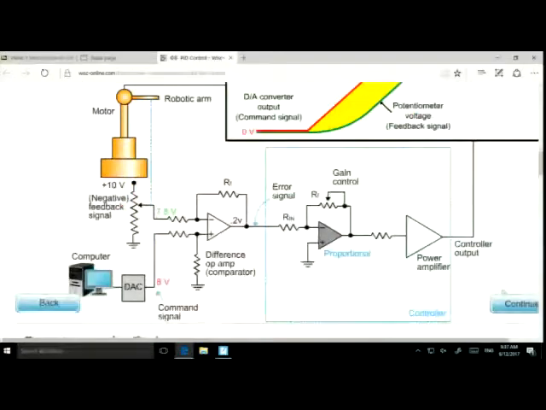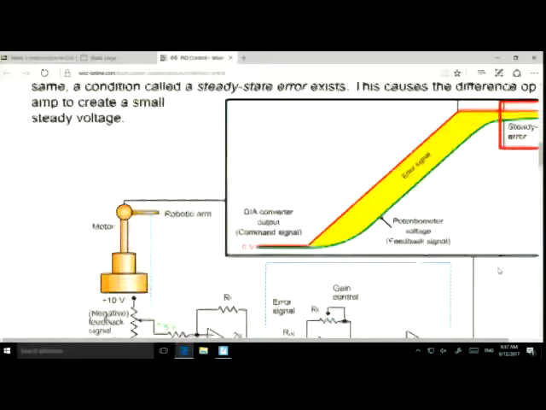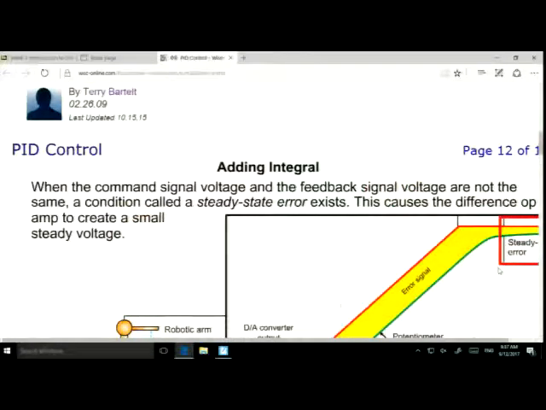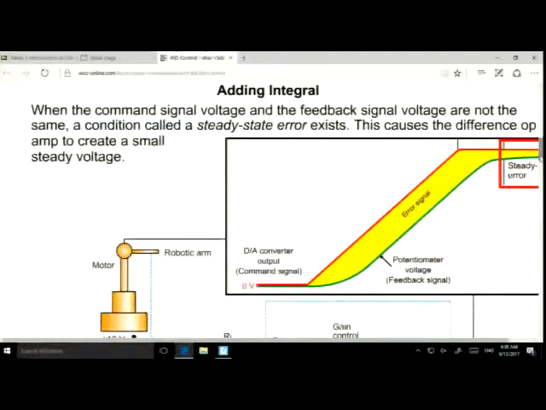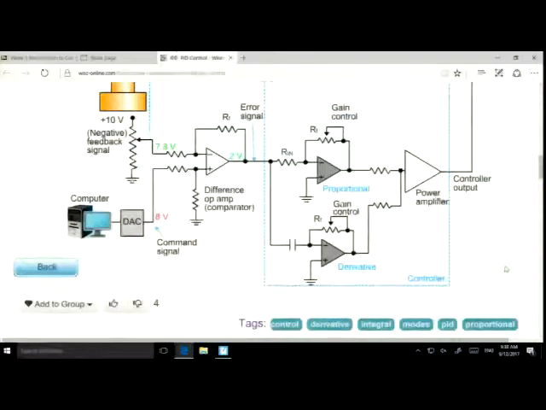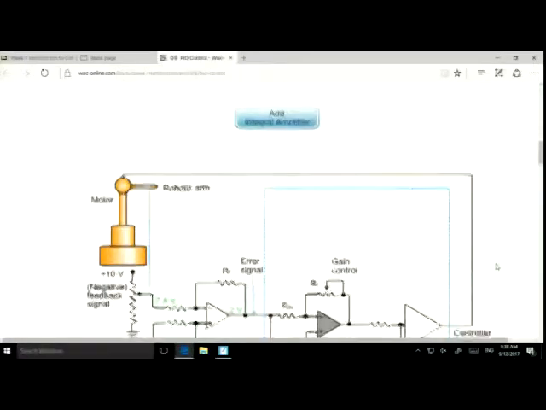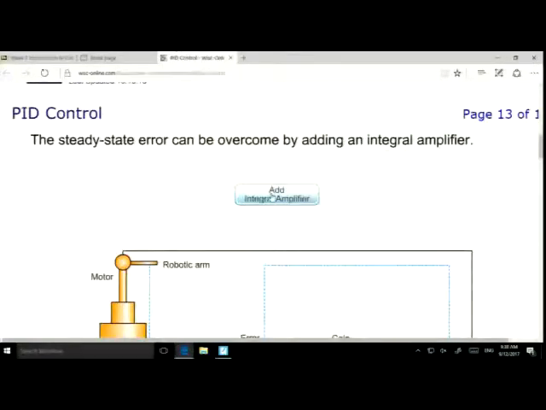You can run this yourself and read the stuff a bit more slowly if you like. But now we have a steady state error, which we did actually have with the proportional only control, but it was small. And it will just stay in that condition forever and ever until it gets another command signal. Right, and then the final one is adding the integral amplifier.